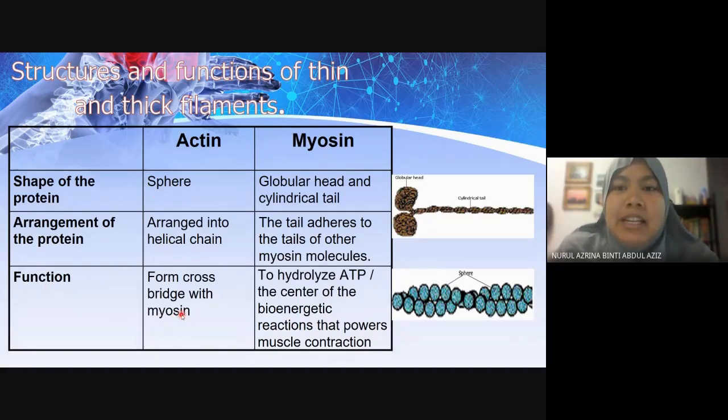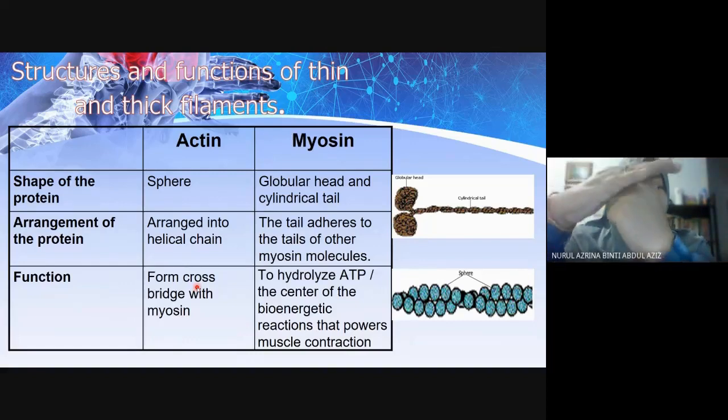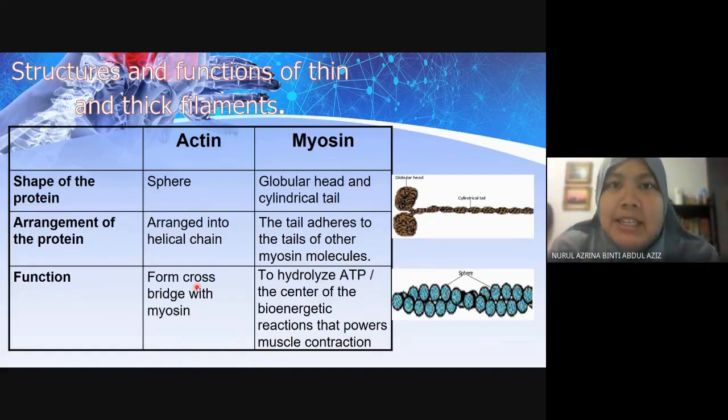What is the function of the thin filament? So here, the thin filament functions for forming cross bridge. Okay, what does that mean by cross bridge? As if like macam membuat satu jambatan. Okay, membentuk satu jambatan with myosin. Okay, I will touch this later.